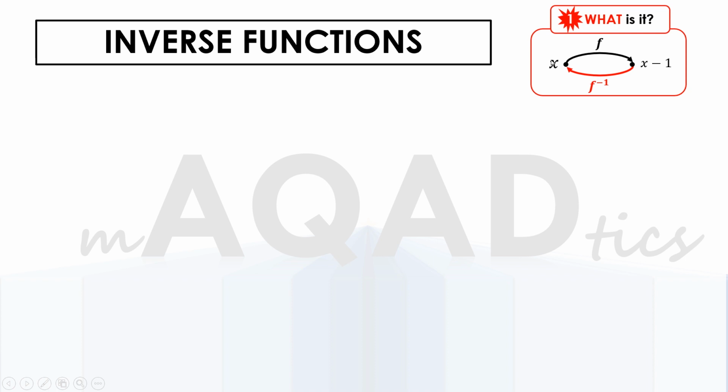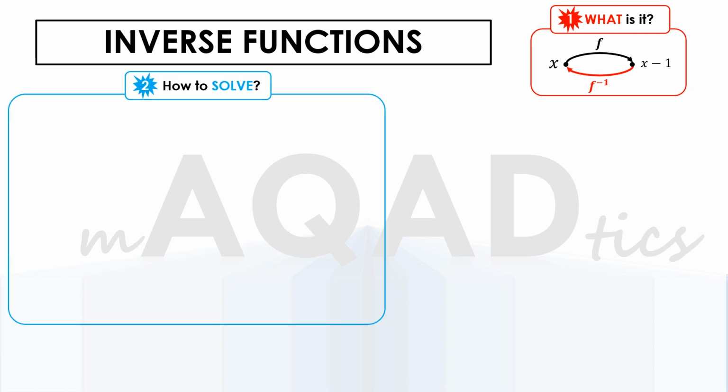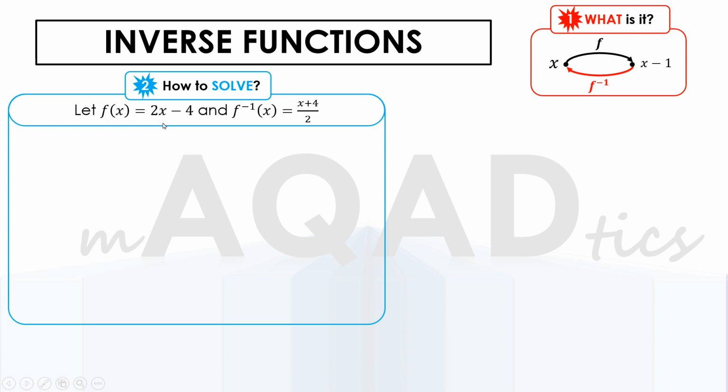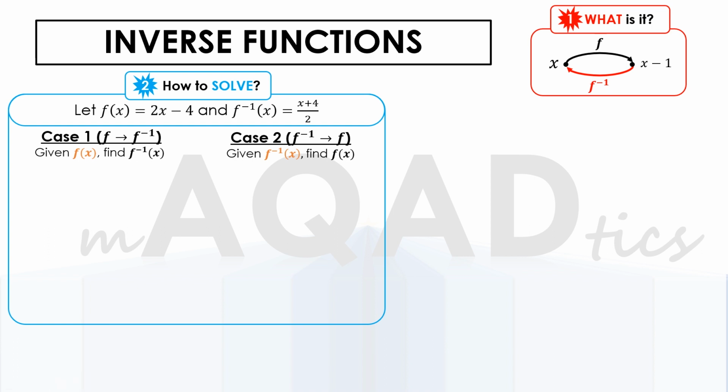So in SPM, we need to learn how to solve inverse functions. Let me use these two functions as our example, and there are two cases. One is, given the original function, we need to find the inverse, or given the inverse, we need to find the original. For this question, we need to relate back to the washing clothes example.